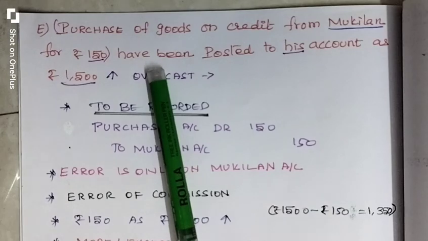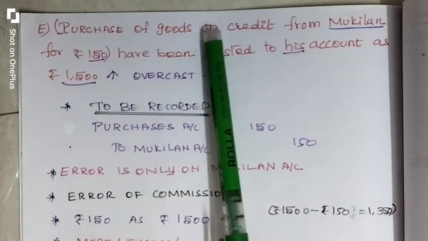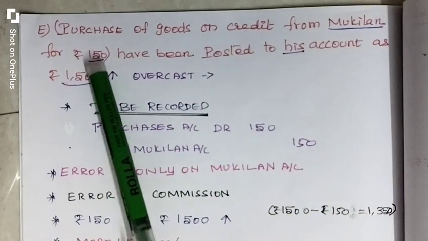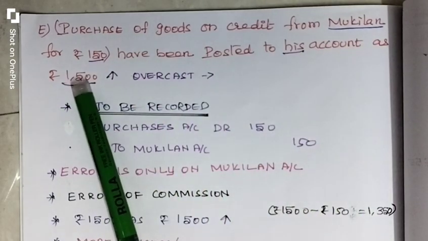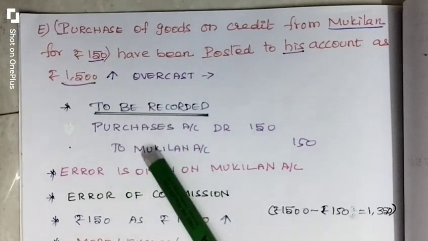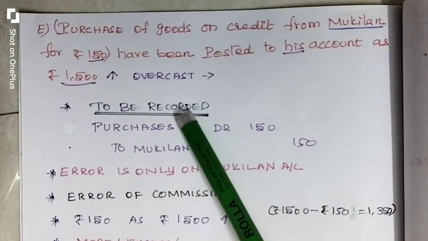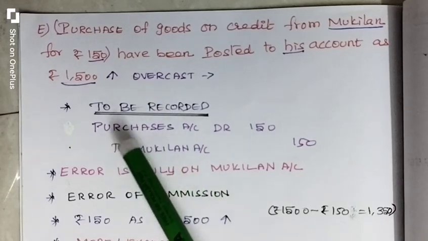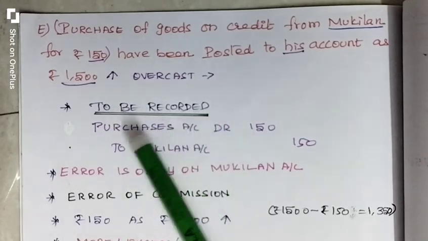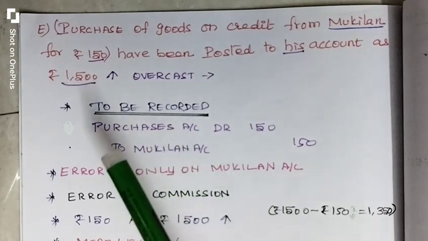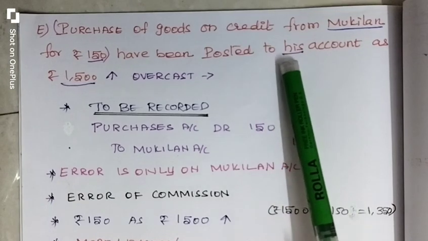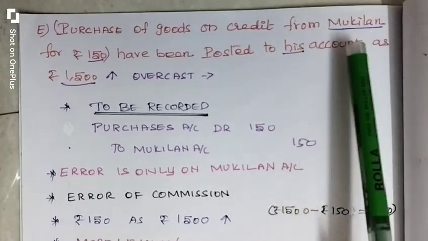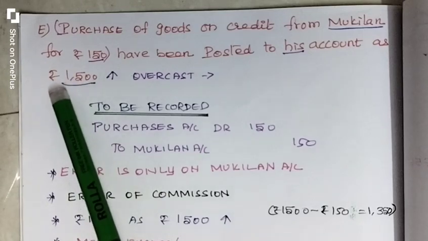So where is the error? Listen here. Purchases of goods on credit from Mukilan for rupees 150 have been posted to his account as 1,500. Listen, there are two accounts involved in the journal entry, right? Here, purchases account and Mukilan account. So which account is affected here? It has been posted to his account. His account means Mukilan account is affected here. Instead of 150 rupees, an accountant entered on Mukilan account 1,500.